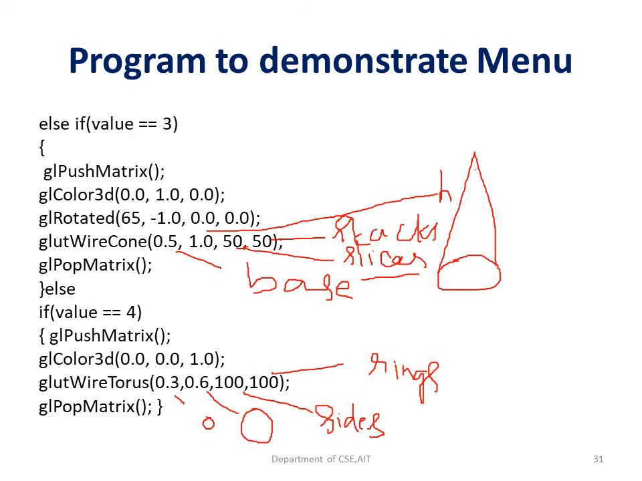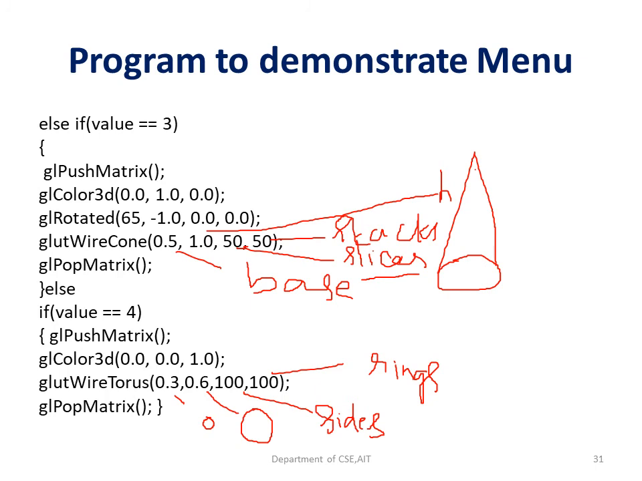In this part, we are going to create a wire cone and the wire torus. The wire cone will have the base, the height, and the number of stacks and slices. So we will give the base radius, the height, and the number of vertical and horizontal divisions, given in terms of slices and stacks. The wire torus is like a tire, with an inner circle and an outer circle.